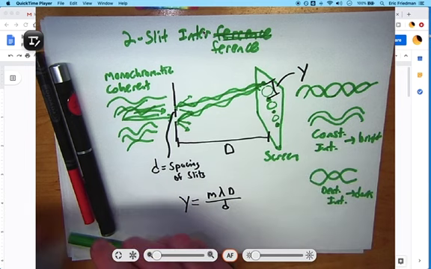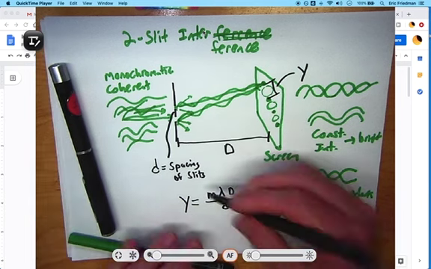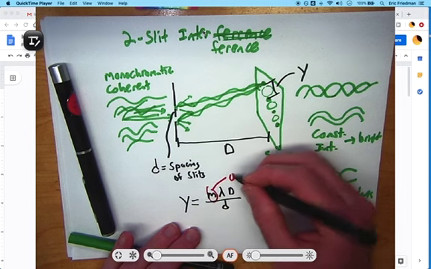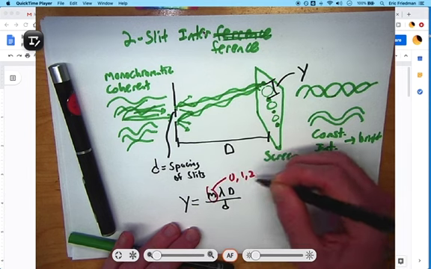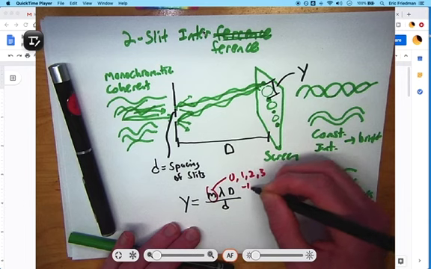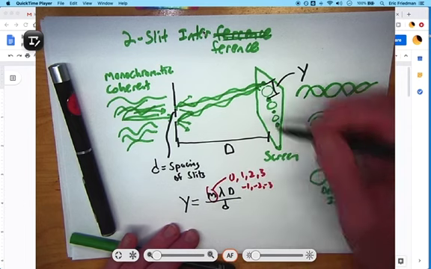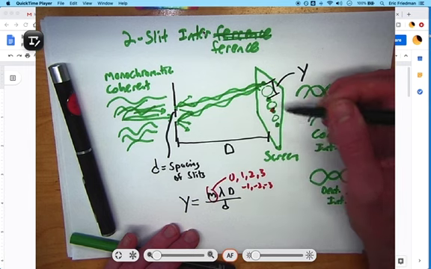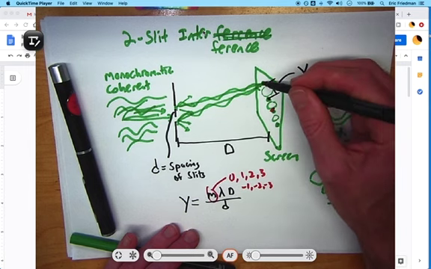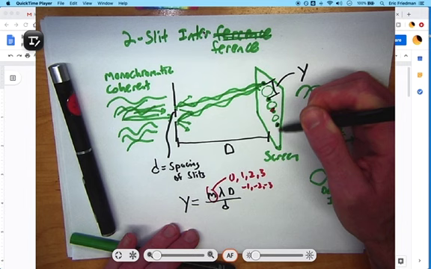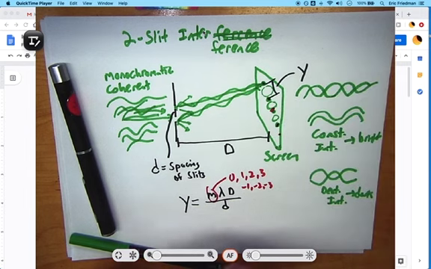Just to remind you what this m factor is, this m value can be 0 or 1 or 2 or 3, or it could be -1, -2, -3, and so forth. The 0 one is going to be the dot that ends up right in the middle, and then m equals 1, m equals 2 on either side of that.